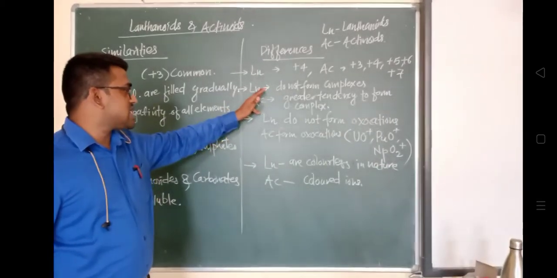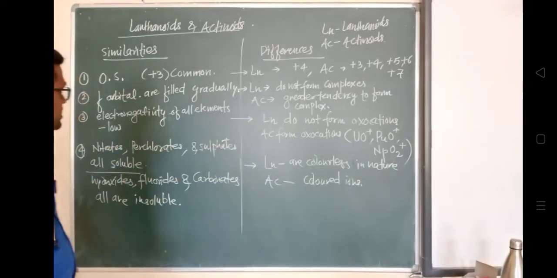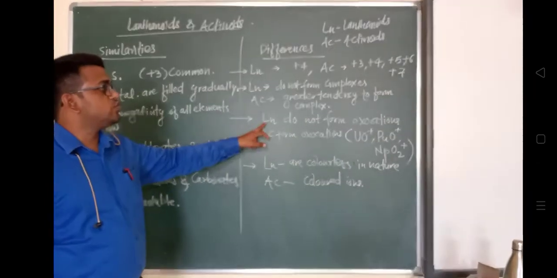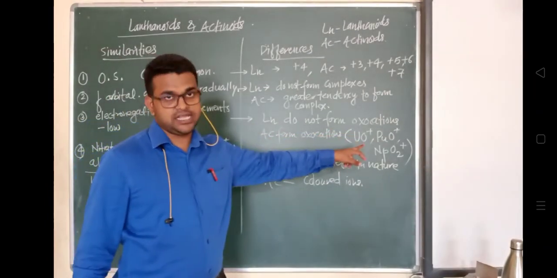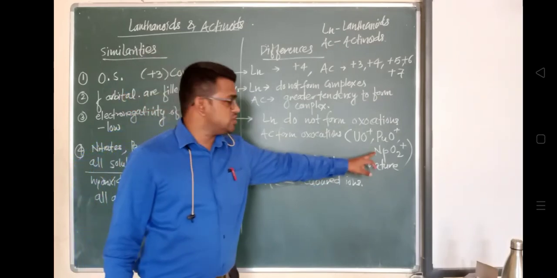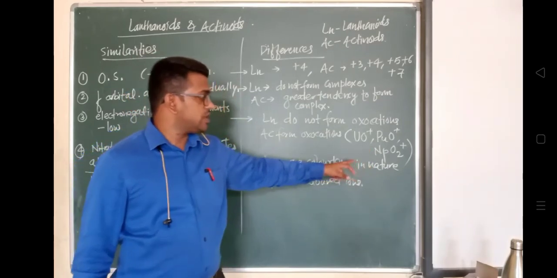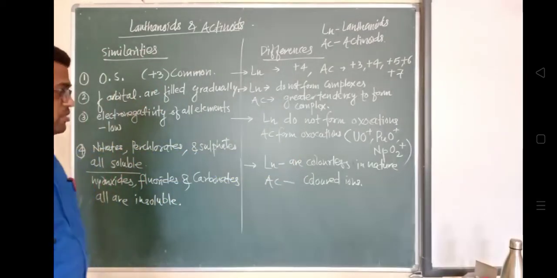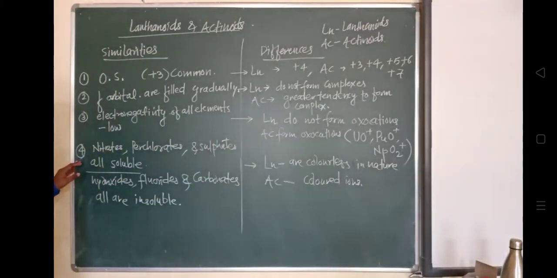Their nitrates, perchlorates and sulfates of actinoids and lanthanoids are soluble, and their hydroxides, fluorides and carbonates are insoluble. In this way, lanthanoids are colorless in nature. They do not show color, but the ions of the actinoids do. So these are some similarities and differences between actinoids and lanthanoids.